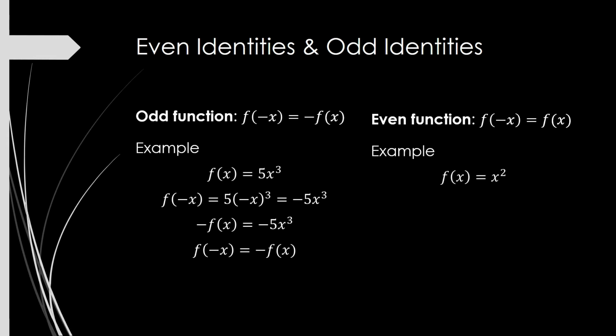Why so? Again, what is f of negative x? F of negative x is negative x, all of that raised to 2, and it's equal to x squared. So f of negative x is equal to f of x. This simple quadratic function, f of x equals x squared, is an example of an even function. So this topic of even identities and odd identities has to do with odd functions and even functions.